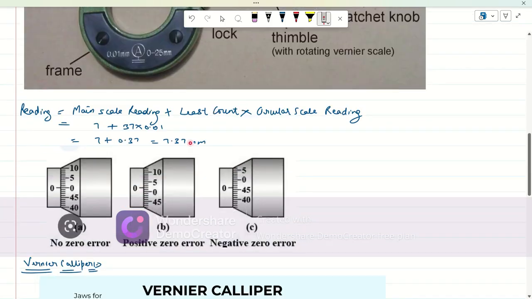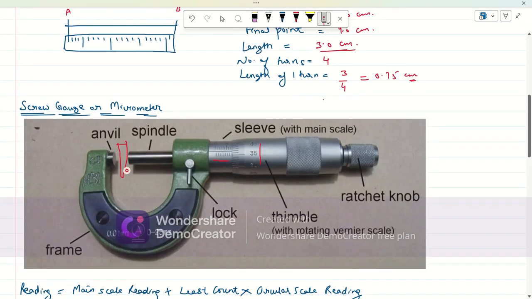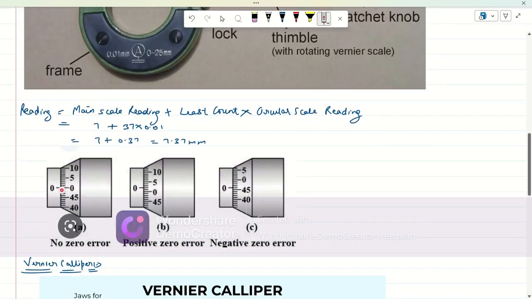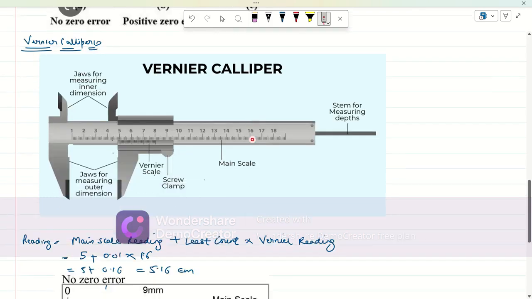Now, before measurement, we have to ensure that there is no error. If there is no error, when there is no object inside and you close it, this 0 will align with this line. Now, if this 0 is lying below this line, it means there is positive zero error, so you will subtract it from the main reading. And if this 0 is lying above, that is negative error, so you will add that value. Another device to measure thickness is the vernier caliper.